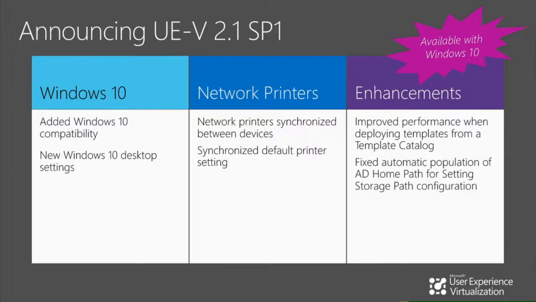The other thing that we heard is in 2.1, we took away the ability to automatically install and choose the AD home drive for your setting storage location path. We realized that was a mistake, and we're bringing that back in 2.1 SP1. Great. So that's UEV 2.1. It will be available with Windows 10. That's when you'll be able to get bits to install and download.